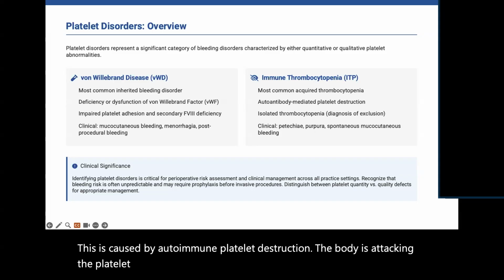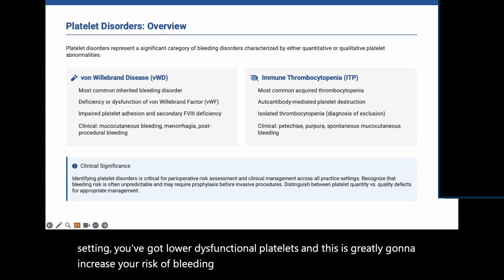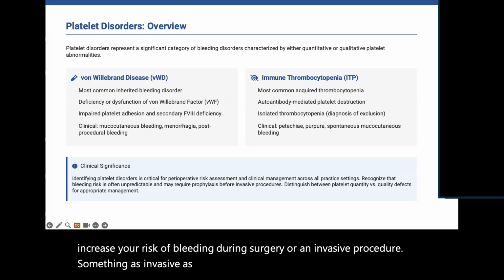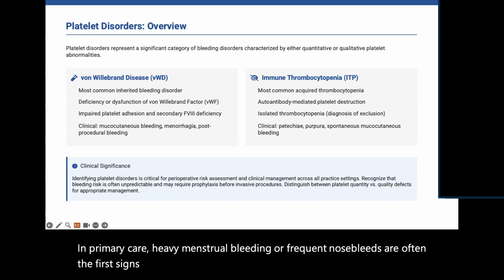So why do platelet disorders matter? Because in the periop setting, you've got lower or dysfunctional platelets, and this is going to greatly increase your risk of bleeding during surgery or an invasive procedure, something as invasive as a central line placement. In primary care, heavy menstrual bleeding or frequent nosebleeds are often the first signs of an underlying platelet problem.